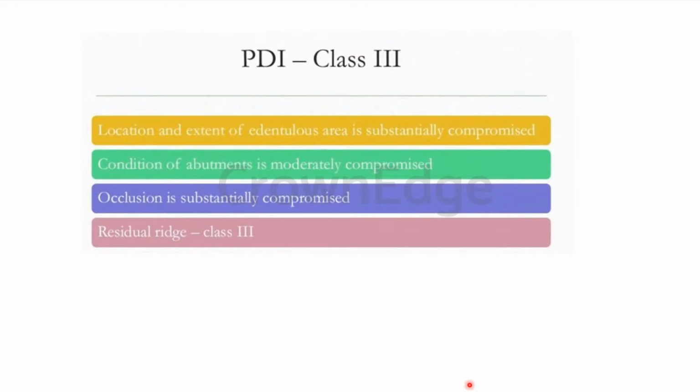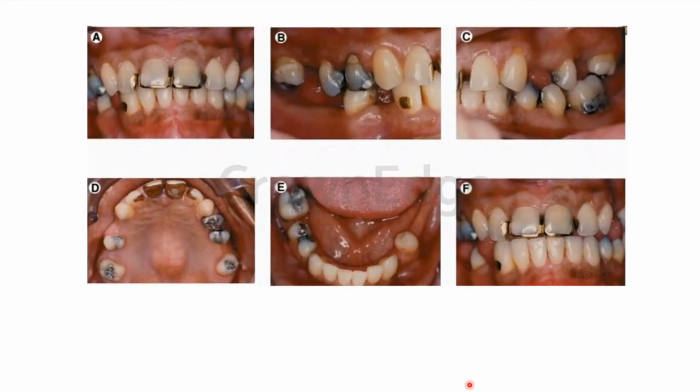So let's have a look at what PDI classification 3 might look like. When such a picture stares at you, you can see that you have quite an issue to deal with regards to your PDI class 3, right? As you can see over here, the occlusion is pretty much compromised because they're missing teeth almost everywhere. If you see the maxillary arch, you have missing teeth here, here, and here. The lower is also something similar with the distal extension presenting to you there.